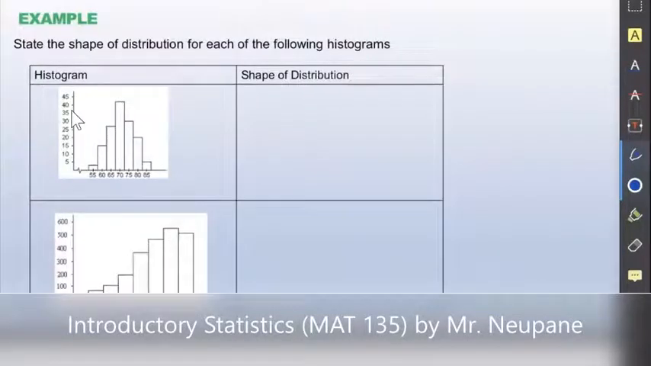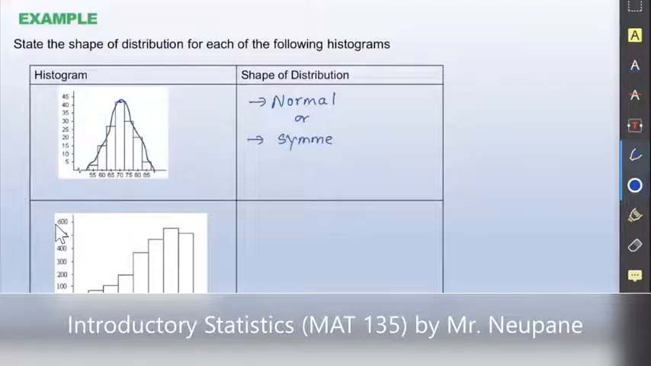So in this example here, let's see what we are asked. We are asked to state the shape of the distribution for each of the following. If you remember the shape of the distribution, we start with the tallest bar and then draw the frequency curve like this. We do the same thing on this side, and we look at the shape of the distribution. Is it skewed to the left, skewed to the right, or is it normal? It's normal.